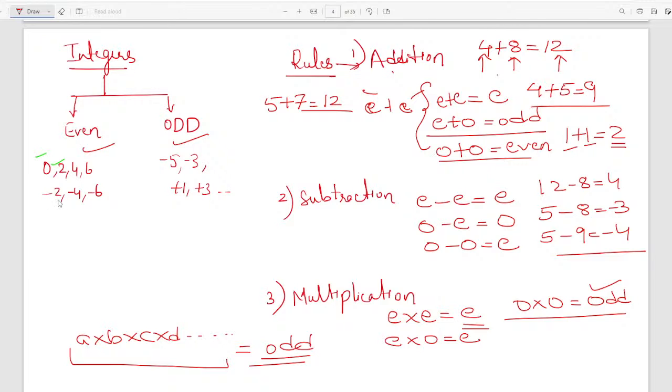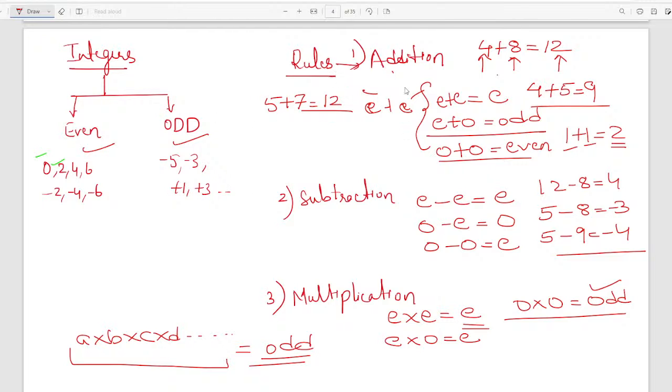That is, for example, -2, -4, -6, -12. All others are even numbers. What are odd numbers? Odd numbers are numbers that are not divisible by 2. For example, -5, -3, -1, -7, +1, +3, +7. All are odd numbers. What are the rules of these odd and even numbers?